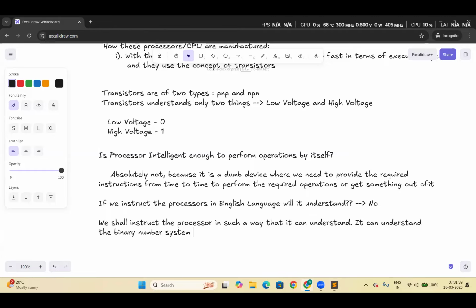What is the binary number system? Zeros and ones. As I've discussed prior, low voltage and high voltage. That means it understands the instructions written in zeros and ones. Clear?